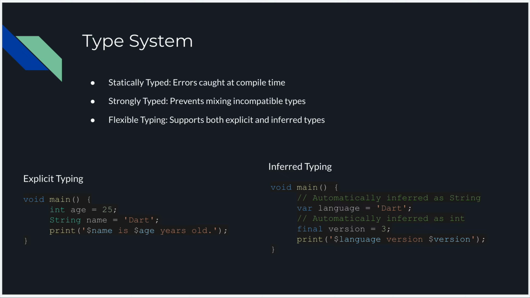Dart gives you flexibility with typing. You can use explicit types, as in the first example, where we declare variables as integers and strings, or inferred types, where Dart figures out the type for you based on the value. This balance makes the code both safe and easy to read.